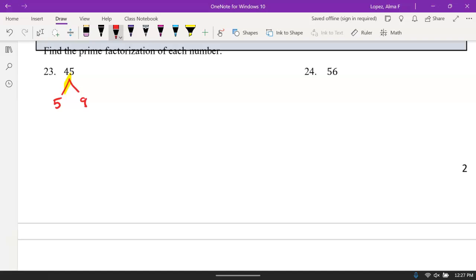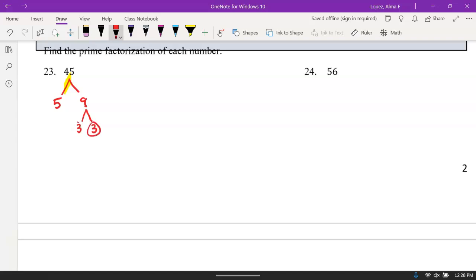When I look at the 5, it's done, isn't it? Remember, to be prime, you can only have factors of 1 and yourself. So 5 only factors into 1 and itself. So we're done with him. But the 9 still breaks down a little further. It breaks down into 3 times 3, doesn't it? Now 3 is a prime number also, 1 and 3.